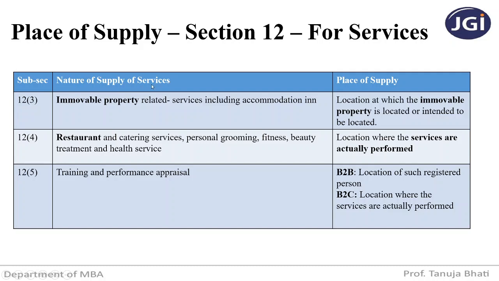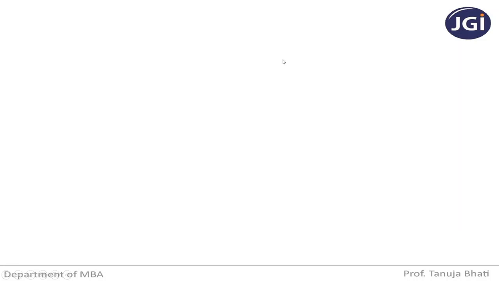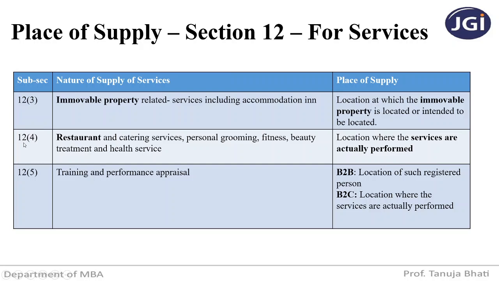Nature of supply of service: if it is a service relating to immovable property, including accommodation, then the place of supply will be the location at which the immovable property is located or intended to be located. It is self-explanatory. If the services relate to immovable property, the place of supply is obviously going to be the location of the immovable property.